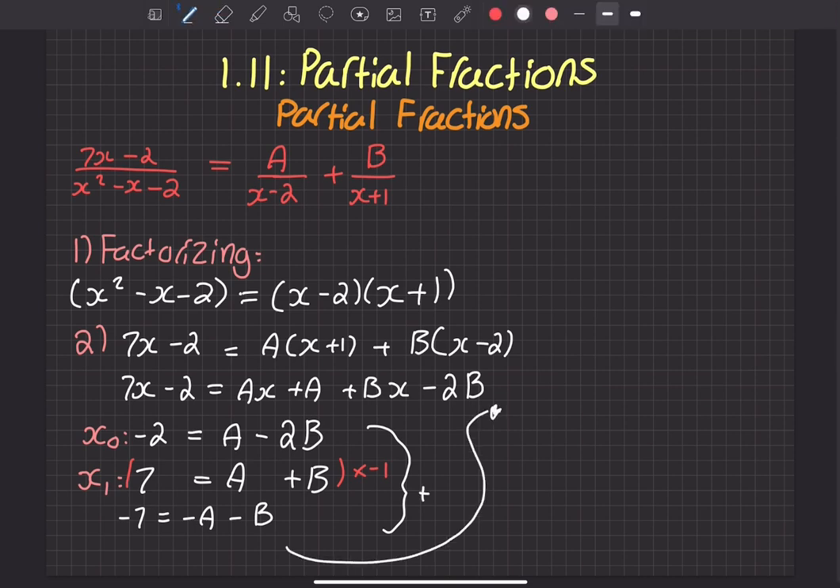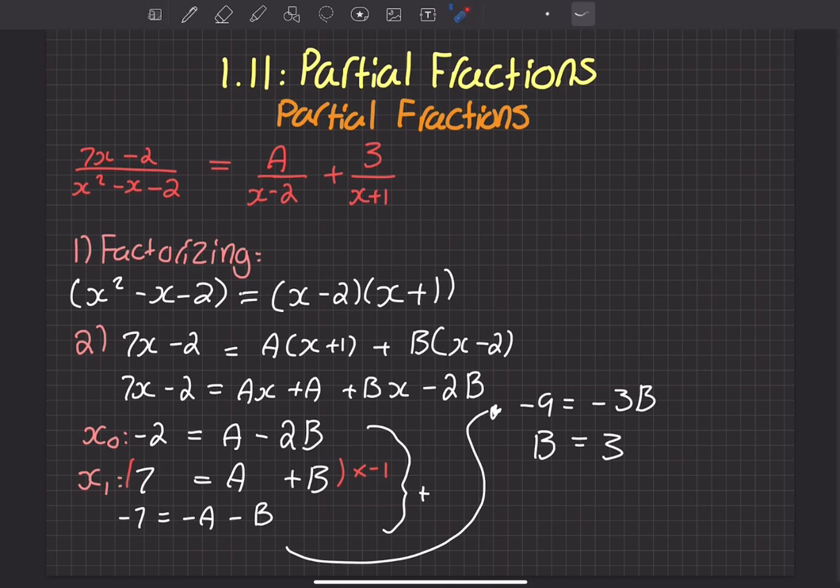And what we have now is minus 9 equals minus a plus a is 0, minus 2b minus b is minus 3b. Divide both sides by minus 3, and we have b equals 3. So this b here, we know now, is 3, right? And how do we find a now?